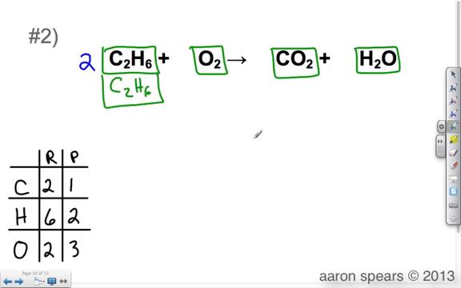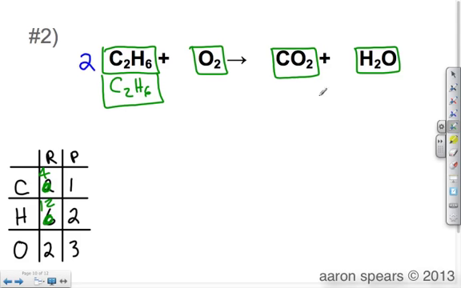C2H6. What I'm going to do is recalculate my inventory list to account for this change. And so as I go through and do that, I see that I have 4 carbons on the reactant side and a total of 12 hydrogens on the reactant side. Having done that, I want to go ahead now and try to balance the chemical equation. So starting with the carbon, I have 4 carbons on the reactant side. I need to get 3 more on the product side to have a total of 4.